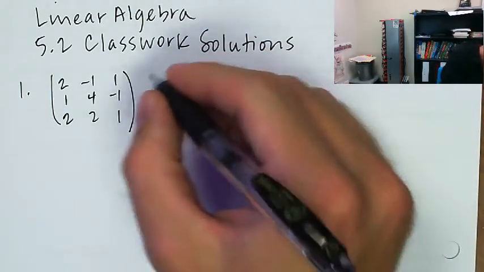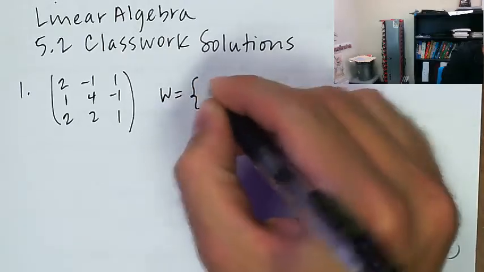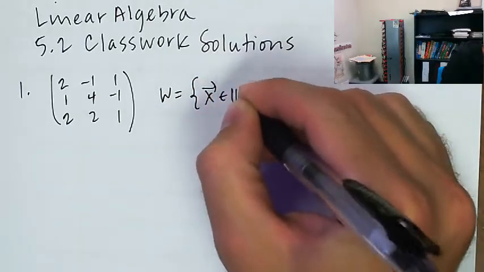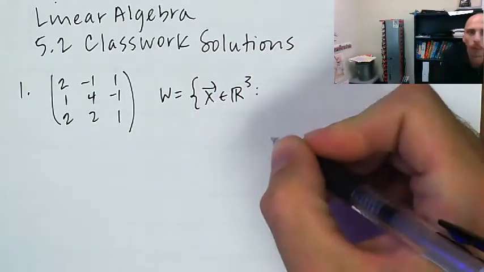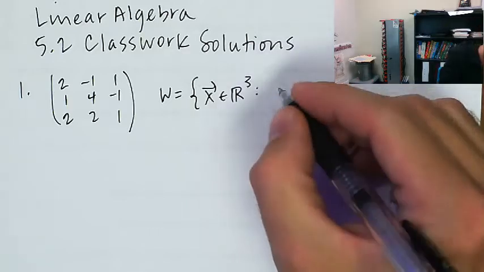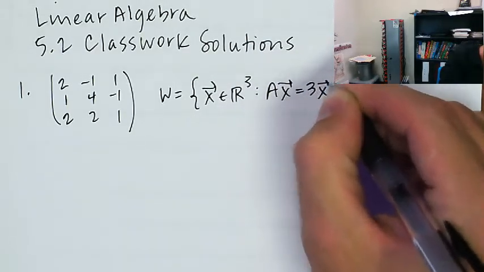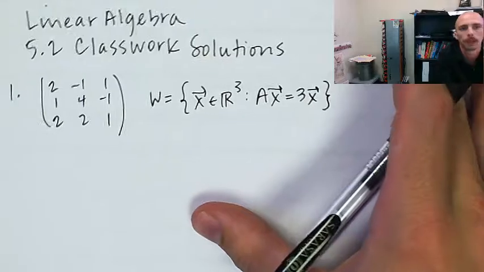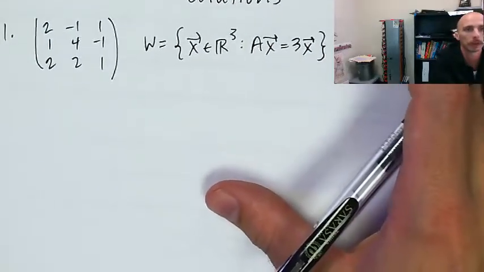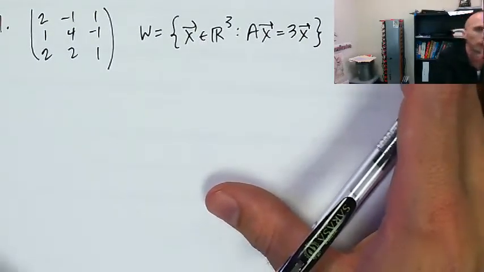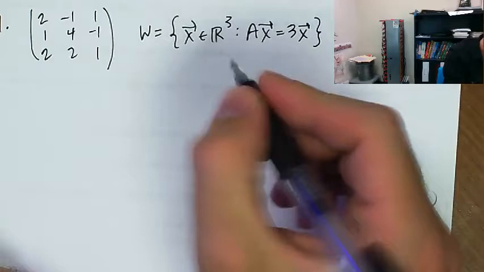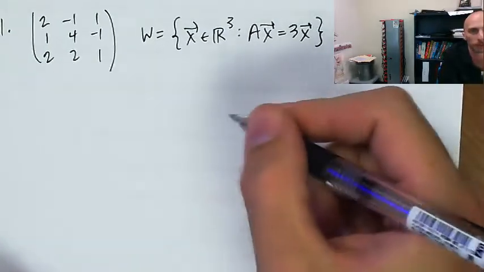And, well, W equals the set of all vectors in R3 for which, if I multiply them by A on the left, it's the same as taking the vector and scaling it up by 3 times. Okay, that's an interesting scenario that we'll be interested in soon. Okay, first part is show that W is a subspace. Well, I'm just going to show that it meets the 3 conditions.